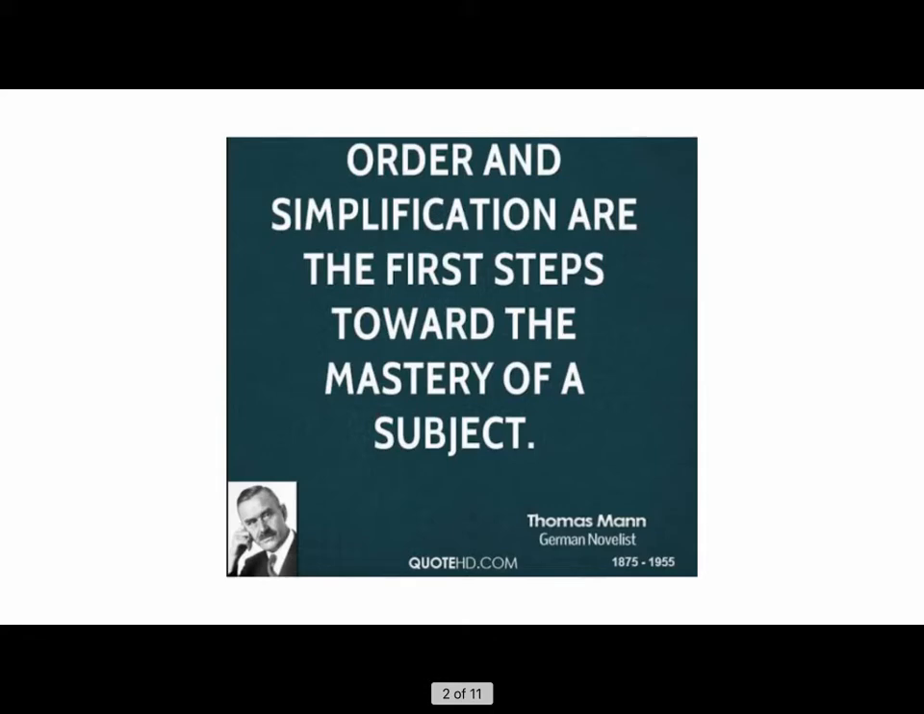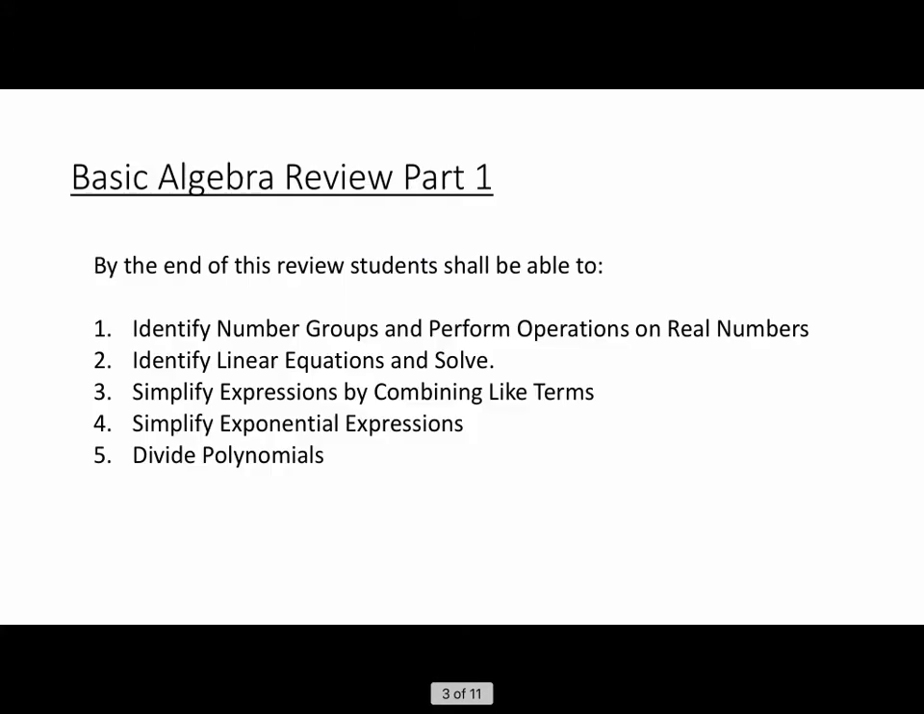Our first video here is about reviewing some basic Math 96, the previous course concepts, so we can get ready for some of the other things that we need to talk about. So we have a quote here from Thomas Mann, a German novelist, who says, "Order and simplification are the first steps towards the mastery of a subject." And that's part of what we're going to talk about today.